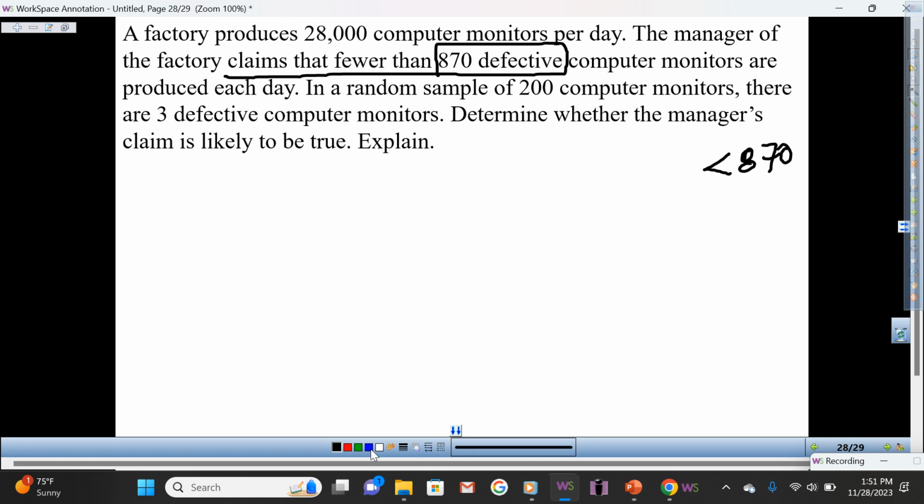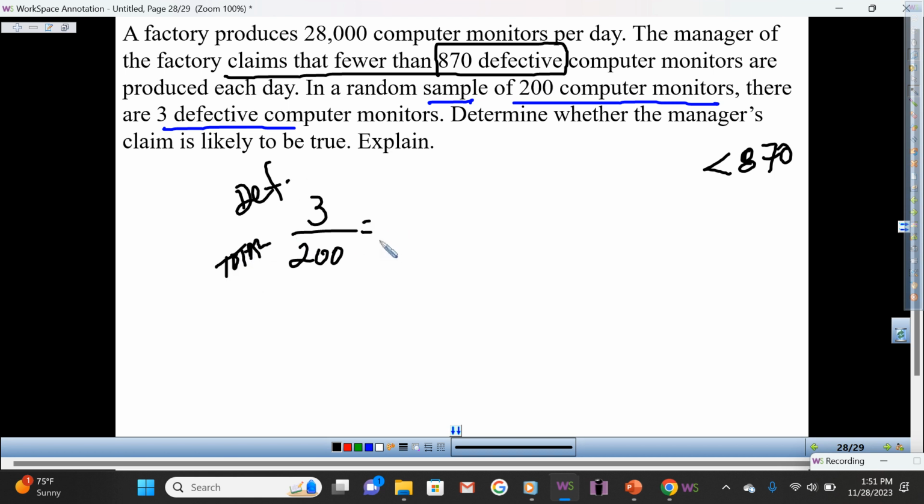Well, let's see. What do they give us? They took a sample of a total of how many monitors? 200. How many were defective? Can we make a fraction with that? Yes, 3 over 200. That's from the sample. This is defective, and this is the total of the sample.